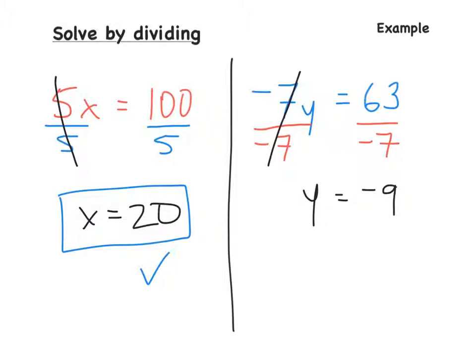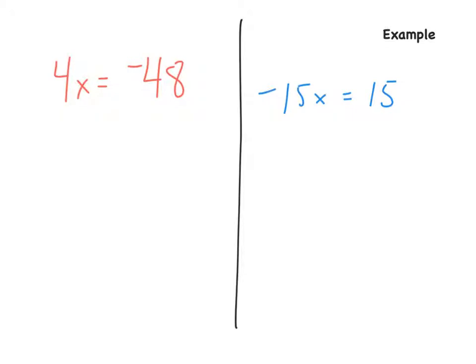If we want to double check this, wherever we see a y, we plug in negative 9. So up here, we plug in negative 9 for y. So negative 7 times negative 9 is equal to a positive 63. So this is our final answer. Now I want you to try it. Pause the video, try these two examples yourself, unpause the video to see the way that I've done it.